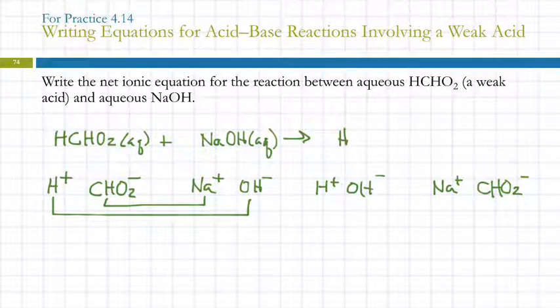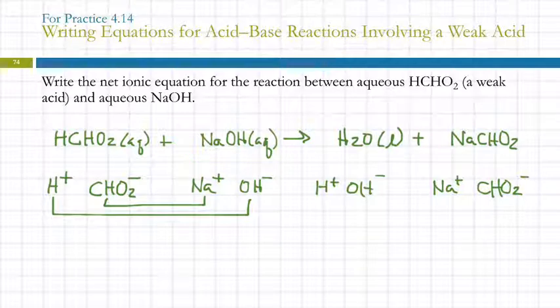So H plus and OH minus makes water. And this is sodium and formate, and based on their charges, we can say this is NaCHO2. And because sodium compounds are always soluble, no exceptions, we can say that's aqueous. So that would be the molecular equation. If you check through it, it is balanced. But we're asked for the net ionic equation.